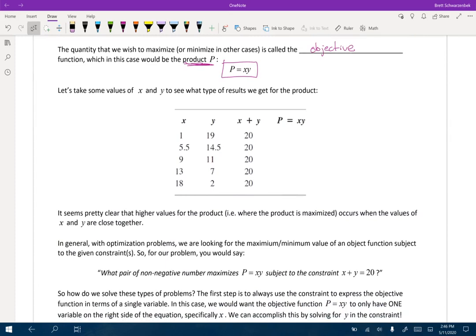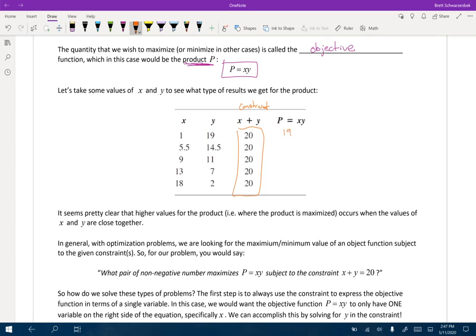So what I did was I went through and looked at some possible combinations of x and y and what you get as their product. I have 5 different combinations of x and y whose sums are all 20. That's the constraint in our problem, and we are trying to find the greatest product. So let's say we have 1 and 19, clearly a sum of 20. What's their product? It's 19.